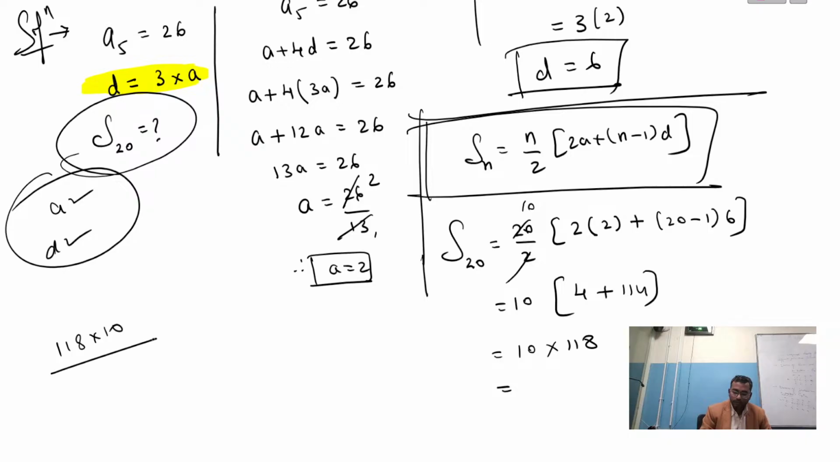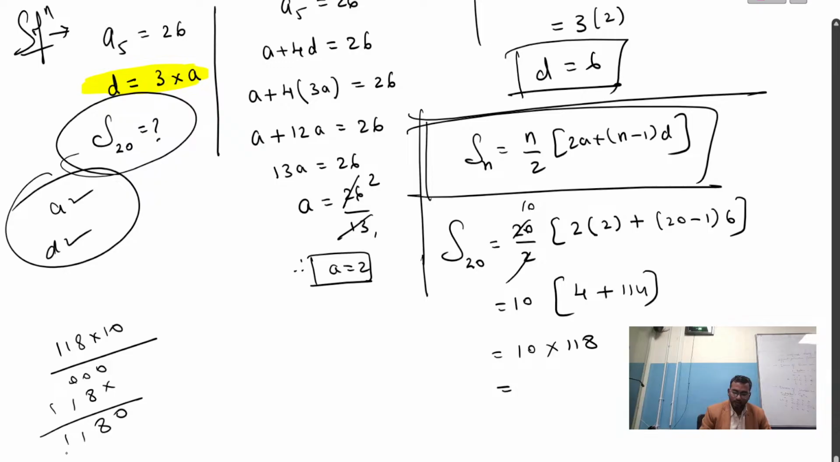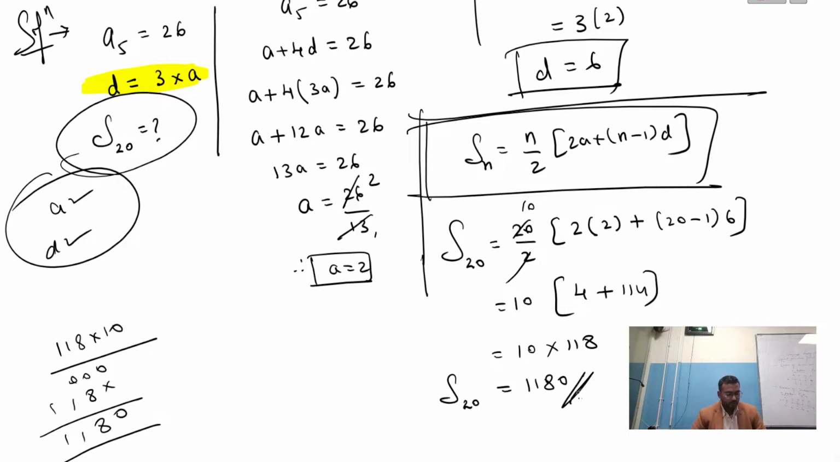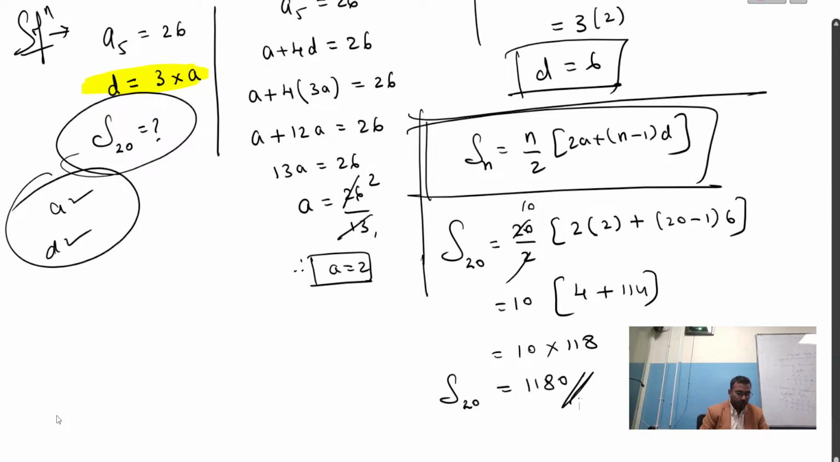118 into 10. So the final answer is 1180. That is the sum of the first 20 terms. I hope the concept is clear for you all. Understood? Understood the problem?